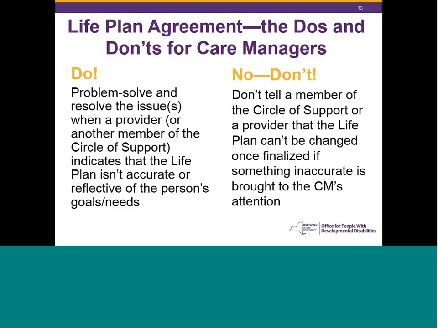So now we're going to go through some do's and don'ts that we're highlighting here because they're things that have come through, questions that have emerged from various activities, from the question and answer sessions that we've had after some of the other trainings that we've done, from care managers directly, from CCOs directly. So we'll go through some of these things that are more typically identified in the course of some of the planning challenges. So do, first, always problem solve and try to resolve the issues when the provider or another member of the circle of support indicates that the life plan isn't accurate or reflective of the person's goals or needs.